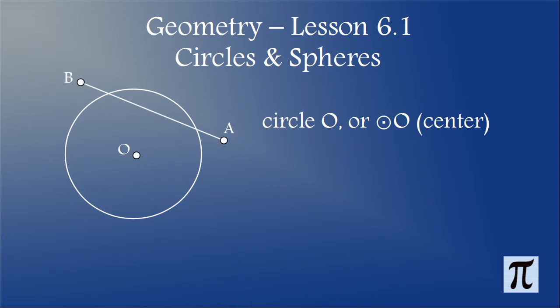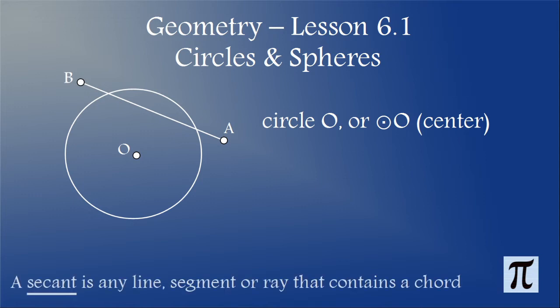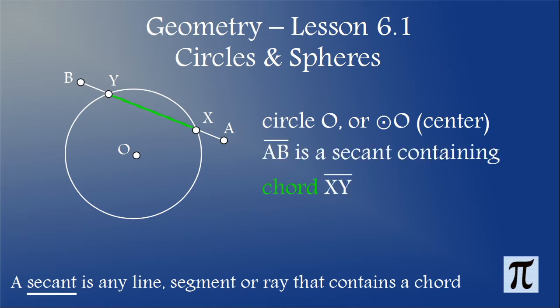Here we've drawn 2 points, A and B, on the exterior of the circle, but the line crosses through the circle. This is what we call a secant. A secant is any line, segment, or ray that contains a chord. So if we add points X and Y, where the line segment intersects the circle, we can see that AB is the secant containing the chord XY.